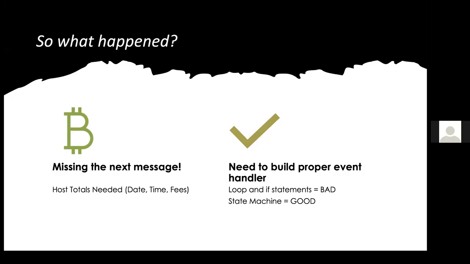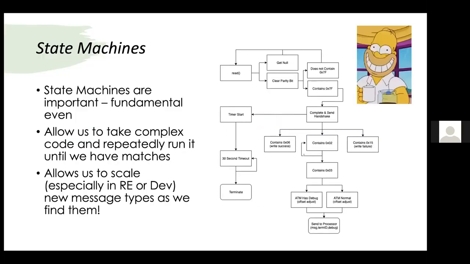So what happened? Well, we got the totals and all that stuff, but there's a lot of timing issues when you're going through. This ATM is designed for like a mainframe, a state machine, where it does things in a very specific sequence and rapidly. So state machines are important in programming. There's a lot of ways to make a state machine, but essentially a state machine allows us to do triggers and checks for things that we need to, and take a complex code and turn it into something that is a little more sane.